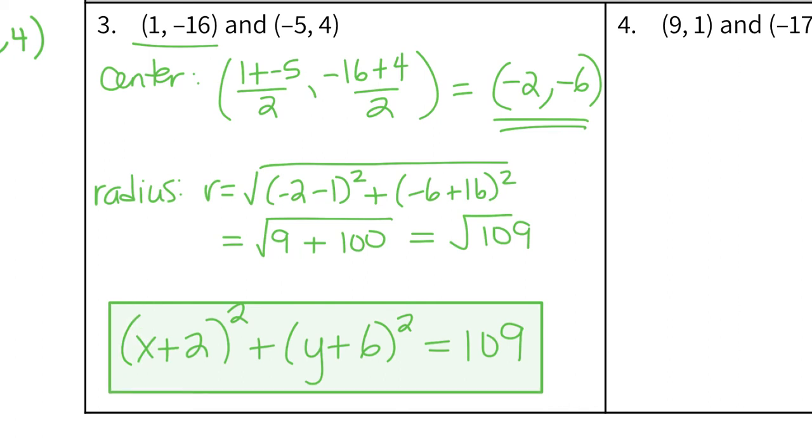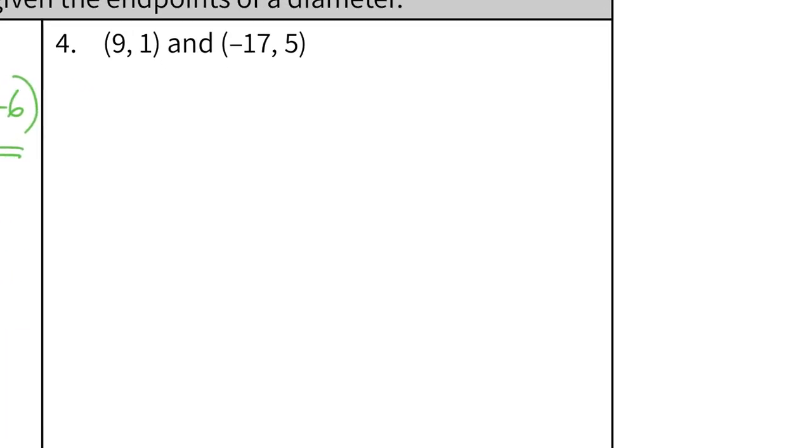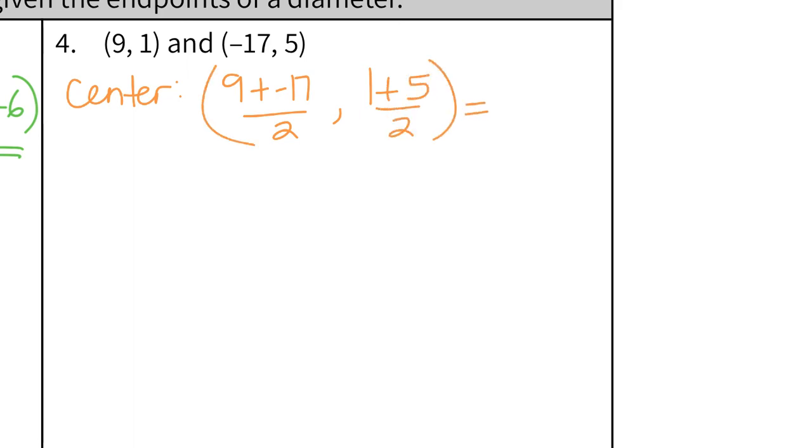Okay, and then last problem, guys. Those are the endpoints of my diameter. I need to find the center and the radius. To find the center, we're using the midpoint formula. (9 plus -17) over 2, comma, (1 plus 5) over 2. When we simplify that, we get (-4, 3). Now to find the radius, we're using the distance formula, the distance from the center to the edge of the circle.